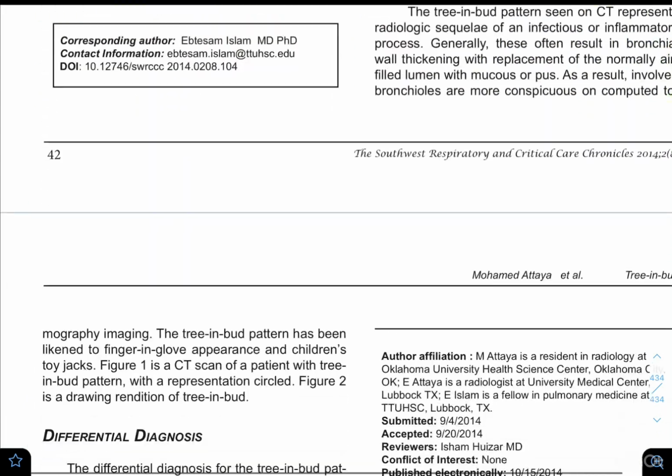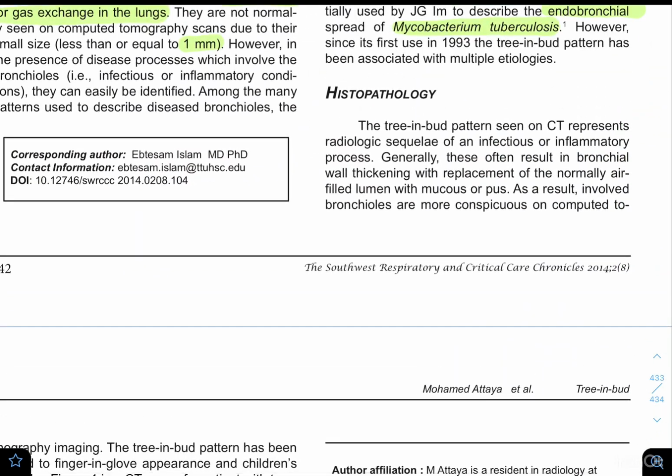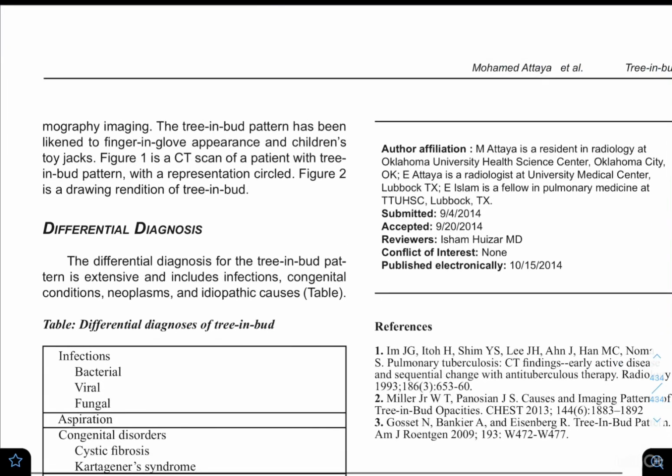Then they are telling about the histopathology. The tree in bud appearance seen on CT represents the radiological sequel of an infectious or inflammatory process. Very important. Generally, these often result in bronchial wall thickening and replacement of the normally air-filled lumen. Normally it is filled with air, but now it will be filled with mucus or pus. As a result, the involved bronchioles are more conspicuous on CT imaging.